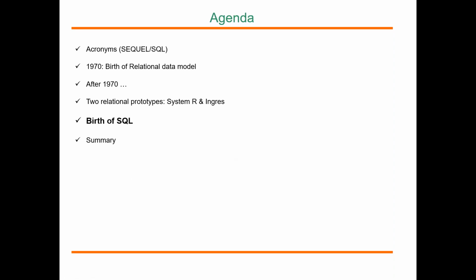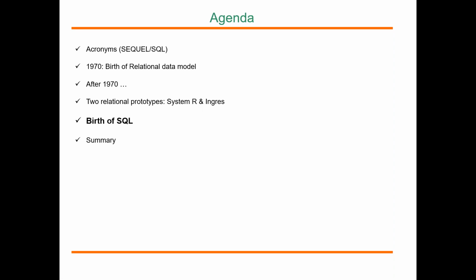What have we talked about so far? I quickly introduced you to what SQL is and what the acronyms mean. I told you it all started with a 1970s research paper. Then after 1970, the industry divided into two separate sides, and one side started implementing relational prototypes, System R and Ingres. All the relational databases you see currently are, in some way or the other, related to these two prototypes.